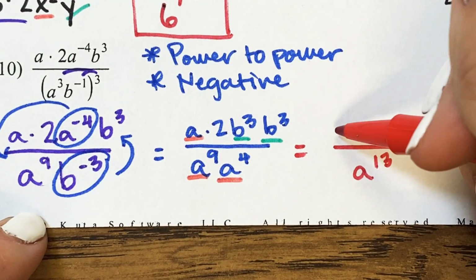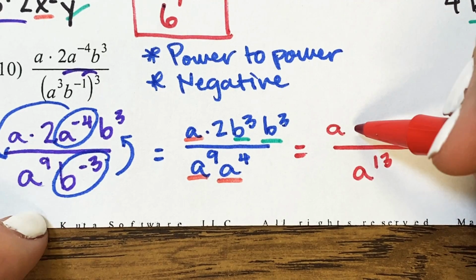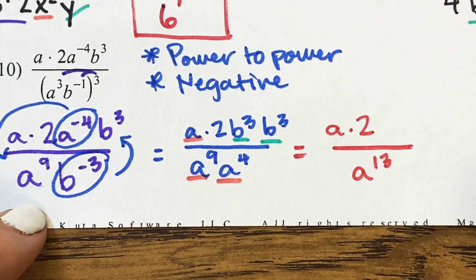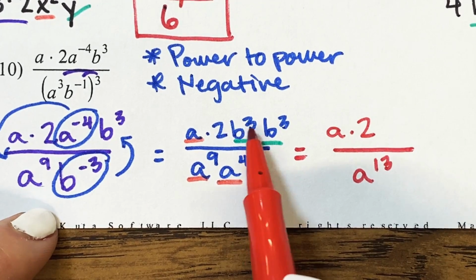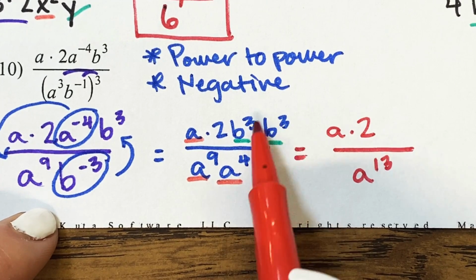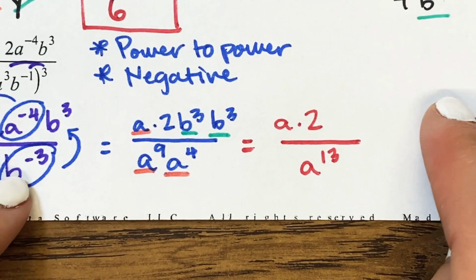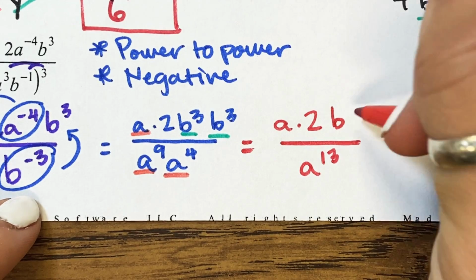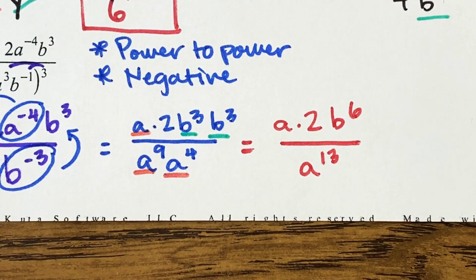I still have an A on top, and a 2, but let's combine our B's now. I have 3 B's right here, another 3 B's right here. Add them together. What's 3 plus 3? B to the 6th. Okay, are we done?